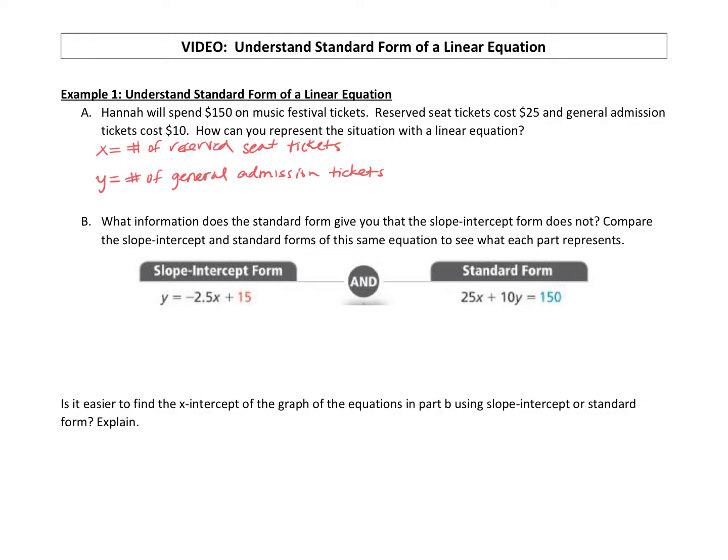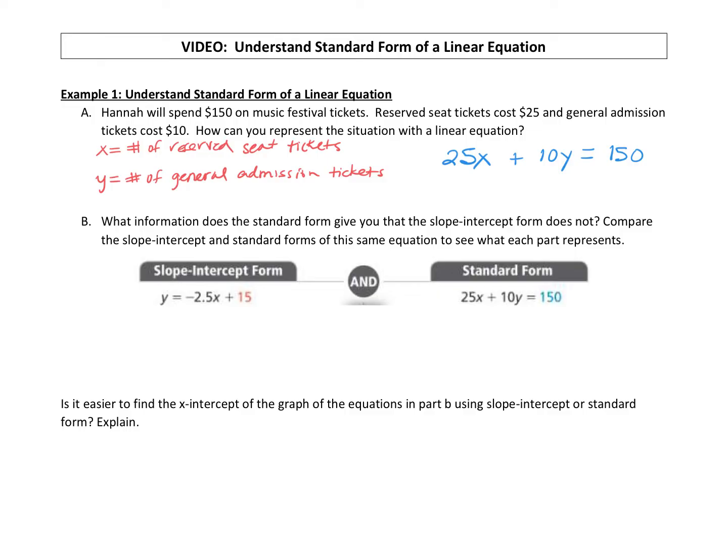Okay, so what do we know about the reserved seat tickets? We're told that the reserved seat tickets cost $25 each. So we're going to start our equation out by taking the cost of the ticket, $25, times the number of tickets that she's buying at that price point. In addition to that, she is buying some general admission tickets. Those tickets cost $10, so she's got $10 times every general admission ticket that she buys, and that is going to equal the total amount she's spending on the tickets, which is $150.